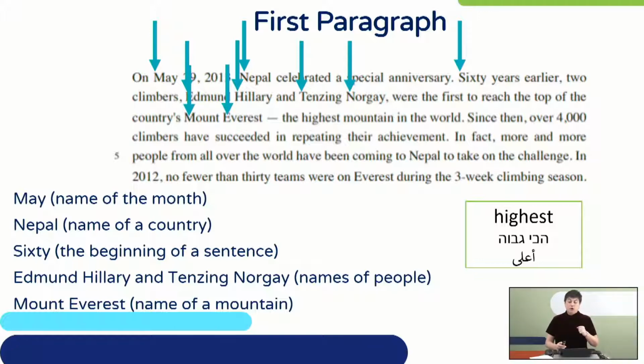Since then, over 4,000 climbers have succeeded in repeating their achievement. Pronoun, their achievement, whose? Edmund Hillary and Tenzing Norgay. In fact, more and more people from all over the world have been coming to Nepal to take on the challenge. In 2012, no fewer than 30 teams were on Everest during the 3-week climbing season.